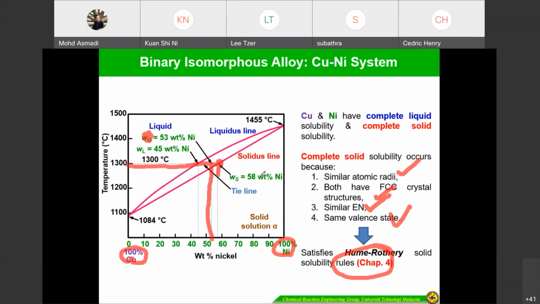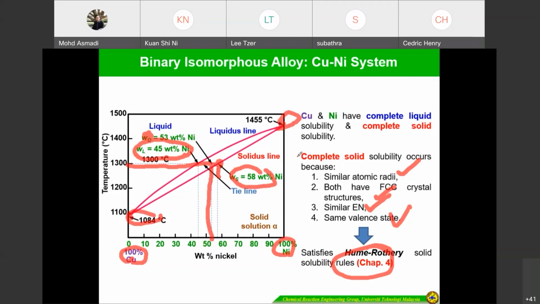Okay, solid is around 58% and liquid around 45%. This one is the composition of liquid and solid. We can calculate the fraction later, I'll show you. This one is the melting point for A and B, right? So 1084 and 1455.